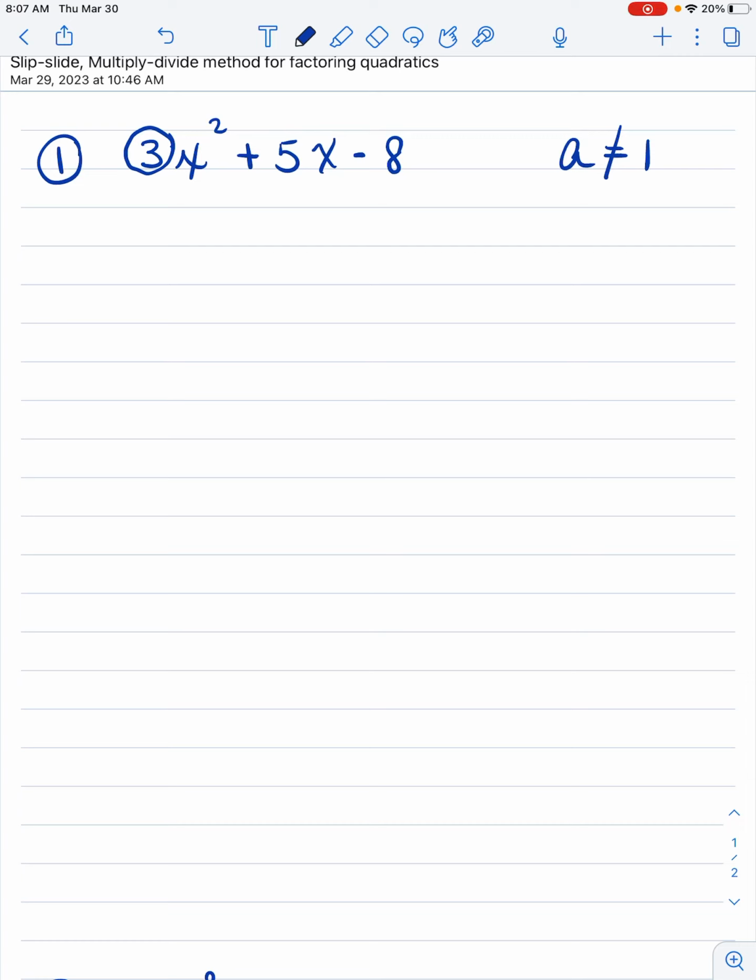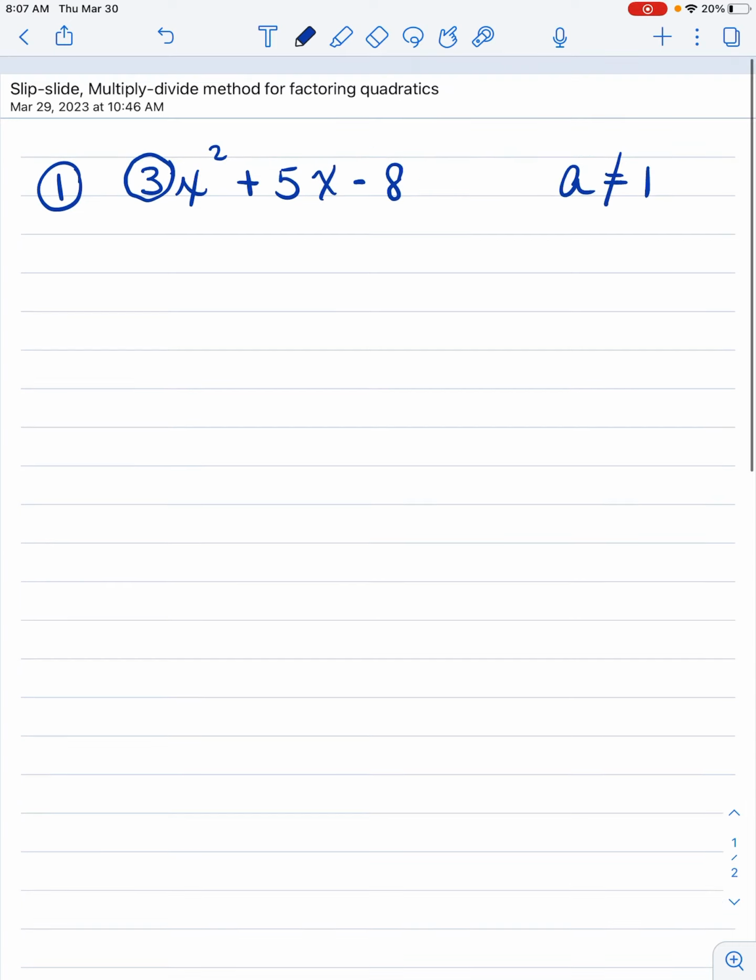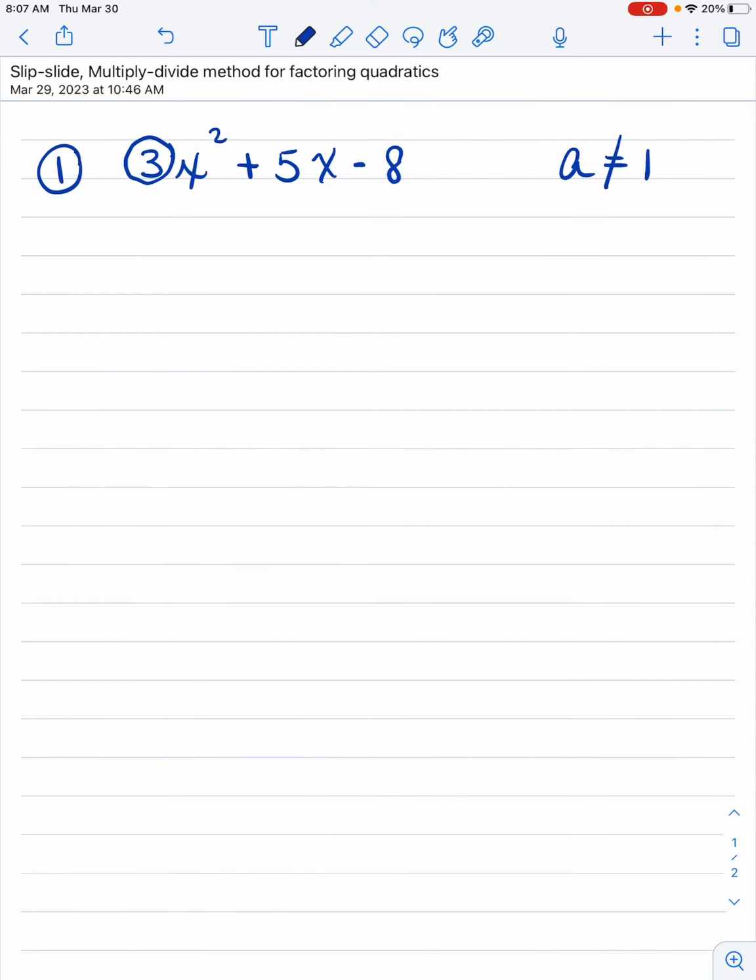This method is usually called slip slide. I like to call it slip slide, multiply, divide, because multiply and divide are actually the mathematical operations that we're going to use. So what are we going to do here? We're going to do this step by step. We need to get it into a form that we know. So we're going to take this 3 and we're going to slip it, or multiply it, by our constant.